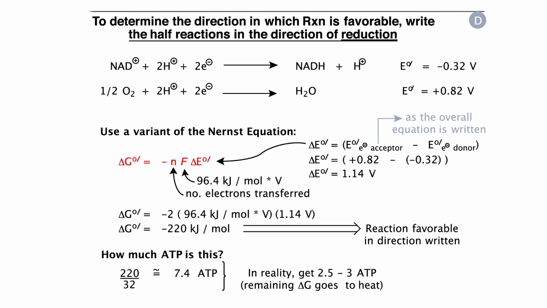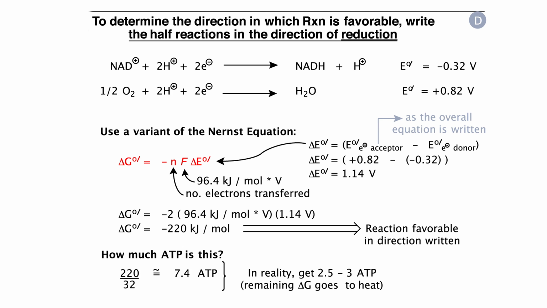Next, I go to the redox chart, that is a table of redox potentials of electrochemical reactions, and I figure out what the standard energies are for each of these half reactions. As you can see, it's minus 0.32 volts and plus 0.82 volts, respectively, for the two half reactions. Next, I use a variant of the Nernst equation to calculate the free energy and ultimately the directionality of the reaction. The equation I use is delta G naught prime equals n times Faraday's constant times the difference in the reduction potentials of the two half reactions.